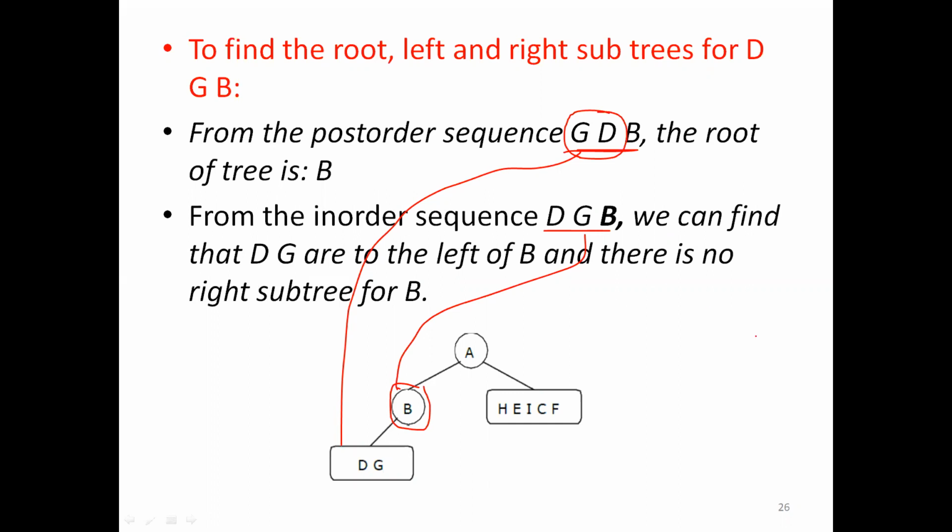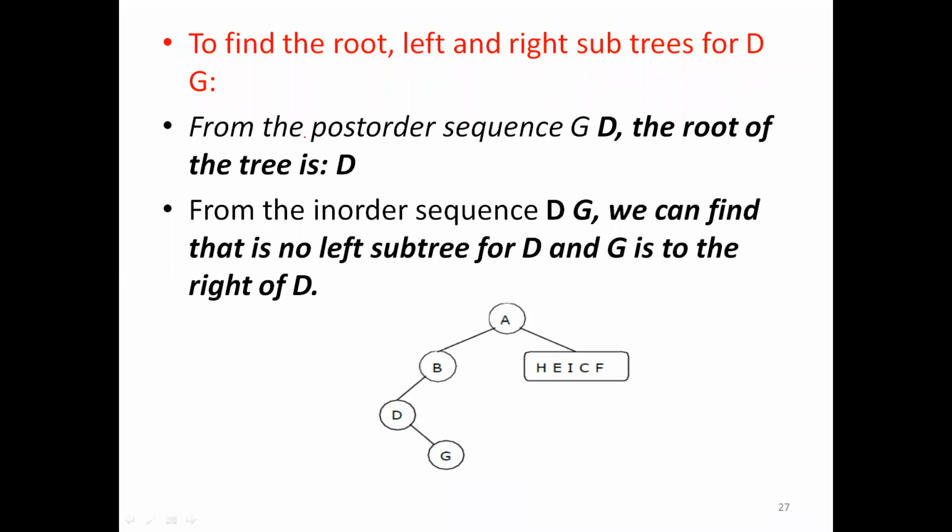But in this case, we don't have any right subtree. So I am drawing only the left subtree, DG as the left subtree of node B. Right, it's done. Up to this is clear. Next, what should I do? Again I'll take DG.